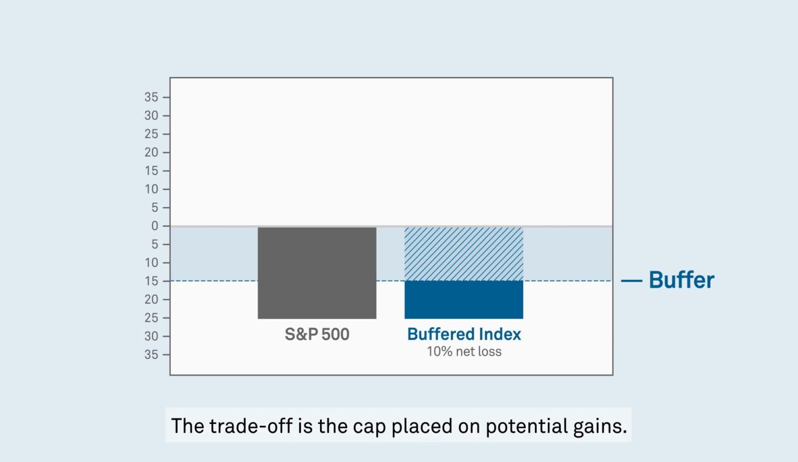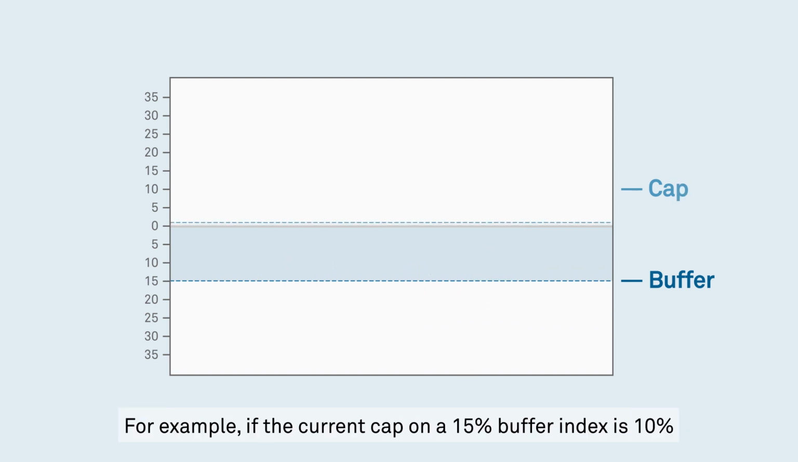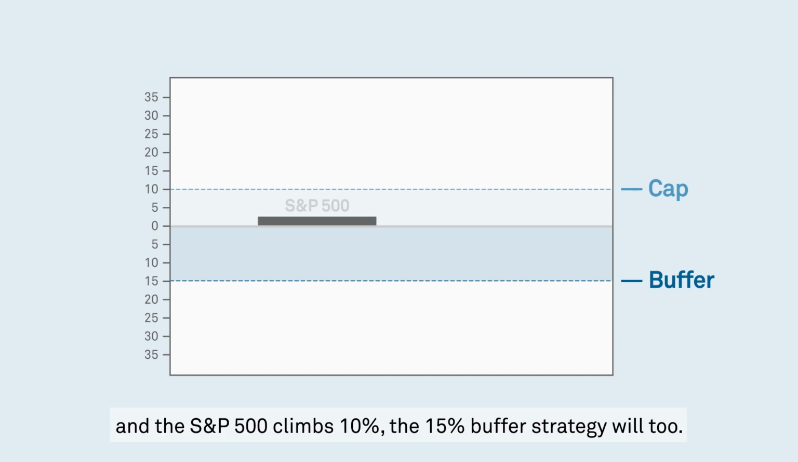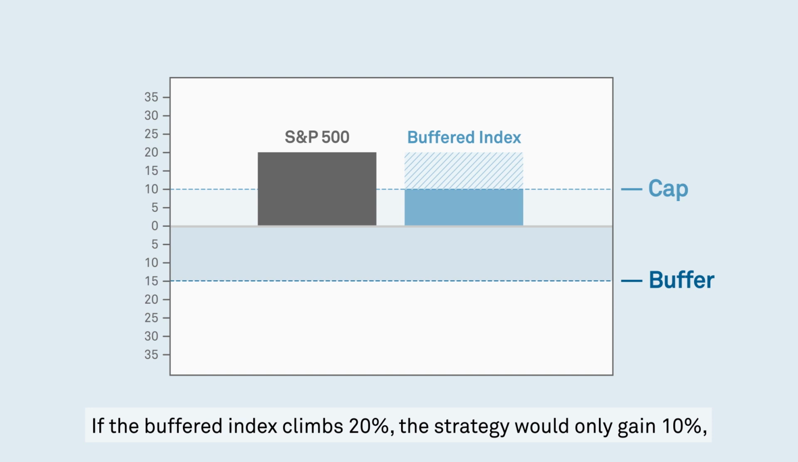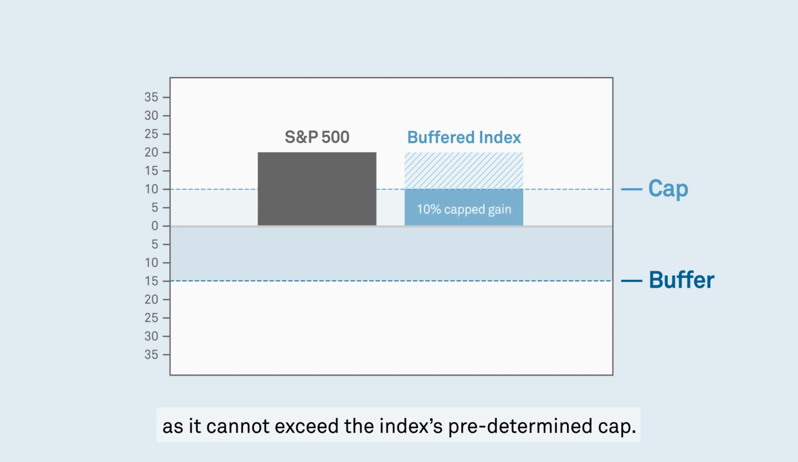The trade-off is the cap placed on potential gains. For example, if the current cap on a 15% buffer index is 10% and the S&P 500 climbs 10%, the 15% buffer strategy will too. If the buffered index climbs 20%, the strategy would only gain 10%, as it cannot exceed the index's predetermined cap.